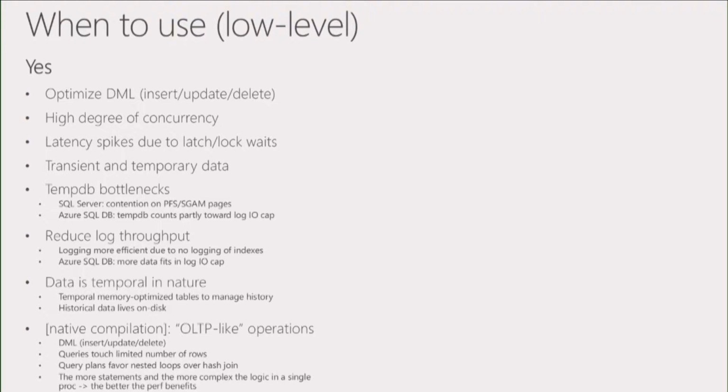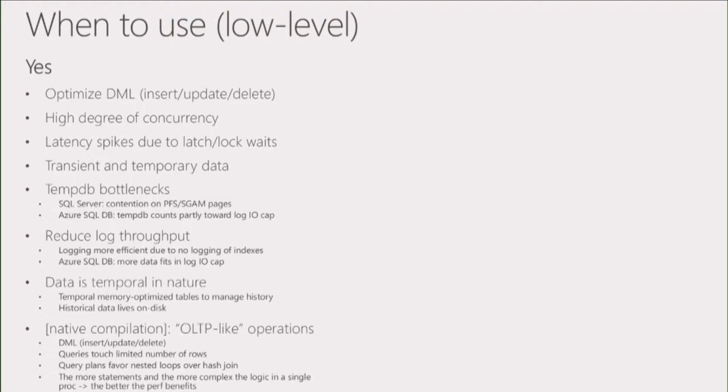Then specifically about when to use natively compiled stored procedures, because this can also be kind of tricky. They are not ideal for every scenario, but if your stored procedure looks a bit like this, then native compilation is probably a good idea. So the DML is going to be faster. If your queries touch a limited number of rows, so if you do full table scans of multi-million row or billion row tables, native compilation is not going to be good for you.